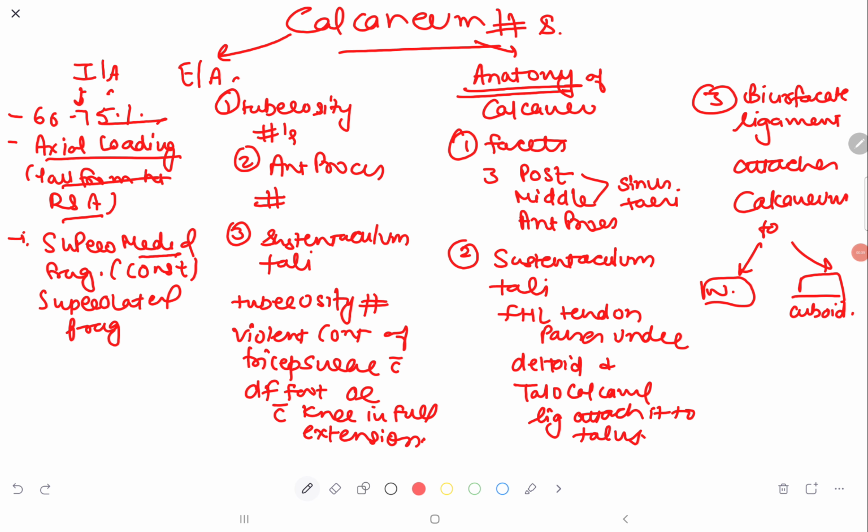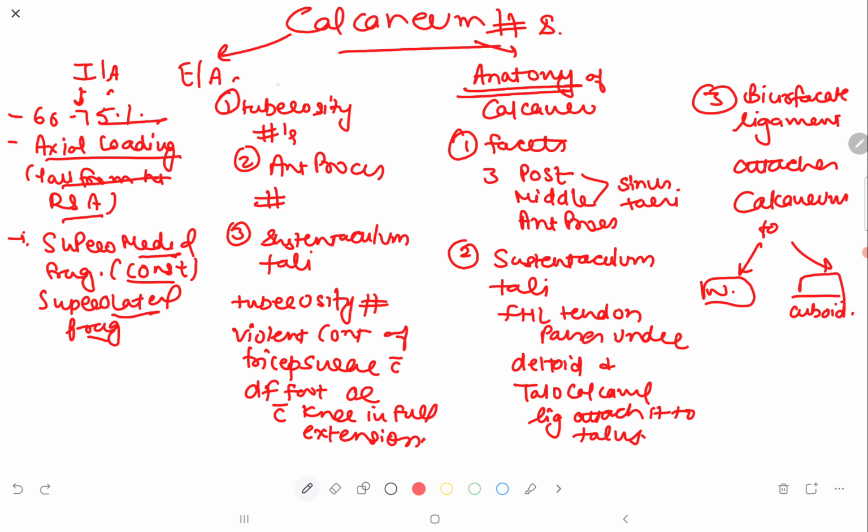Sphero-medial fragment occurs, that is on the medial side. It is also called constant fragment. It has various ligament attachments on this fragment. There also occurs sphero-lateral fragment.